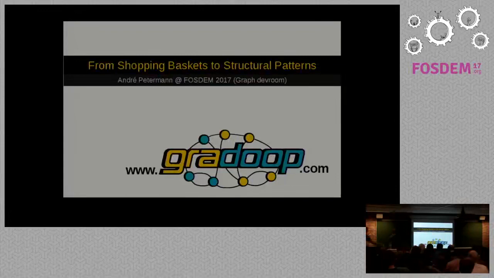Hello, I'm Andrew from University of Leipzig, and today I'm going to talk about frequent subgraph mining on Apache Flink, which I just hide behind the title of From Shopping Baskets to Structural Patterns, because it's kind of related to something some of you might know from the term of shopping basket analysis or association rules.